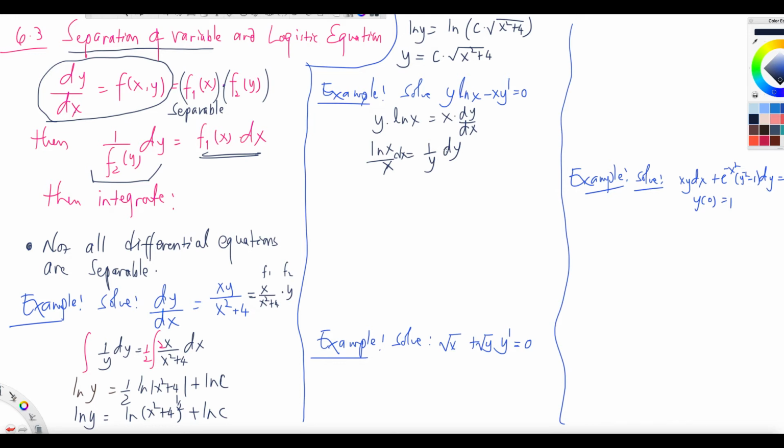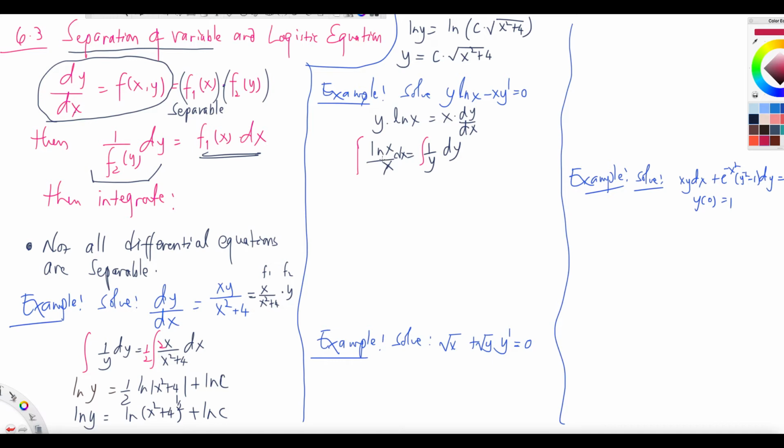So they are separated. Okay, now what do we do? I want to integrate on both sides. So what is the integration of this? You can write ln x equals to u. You can do u substitution. What do you get? 1 over x dx will be du. So u du, right? So what is the integral of u? That will be u squared over 2, right?